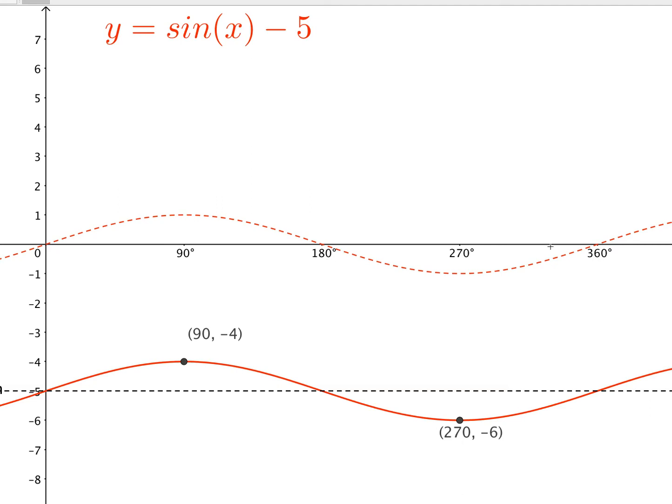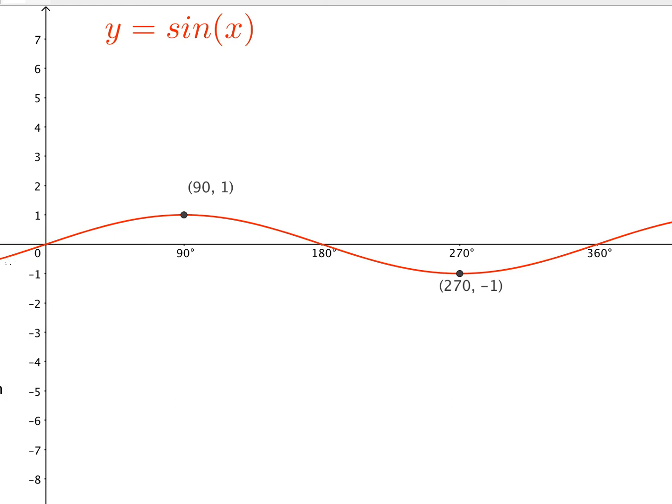At 0, 180 and 360 the y coordinate was 0. They lose 5. This is 0, negative 5. 180, negative 5. 360, negative 5. The graph oscillates around this dotted line, which is a line y equals 5. That's 3 changes we can now make, so we can combine them.